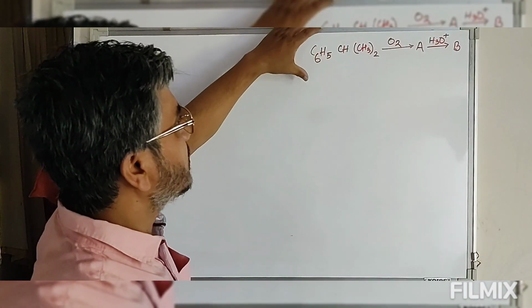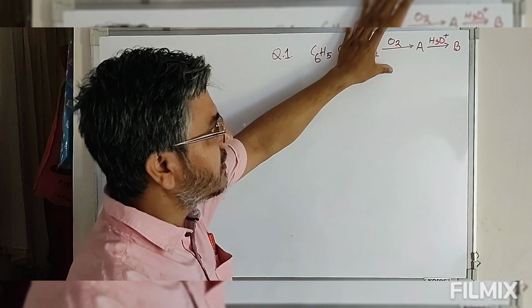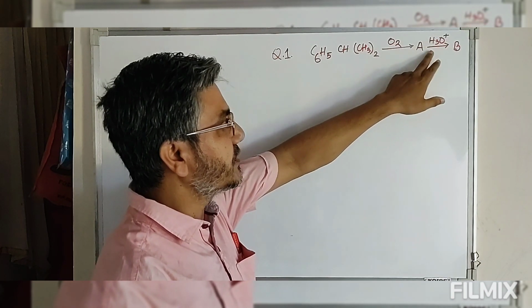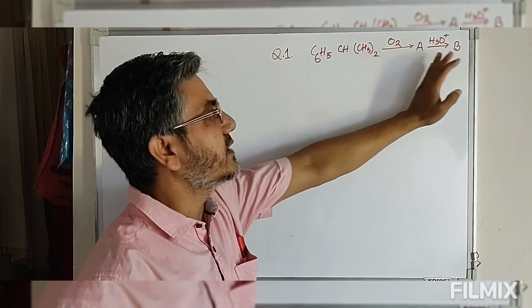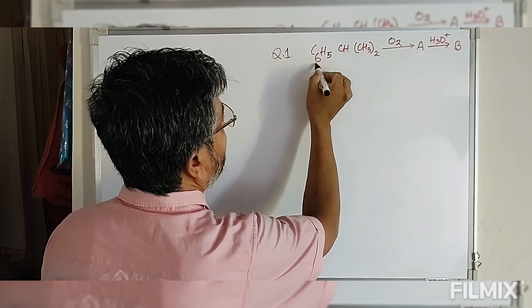So we are given a particular compound. This compound reacts with oxygen from air, which gives you compound A, and this compound A on acidification with mineral acid gives you compound B. Now we have to identify this compound A and B. Now look at this compound.